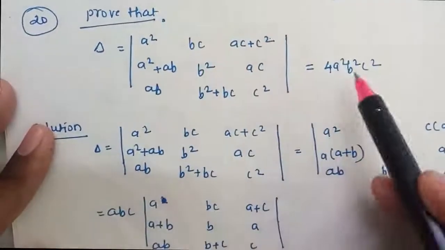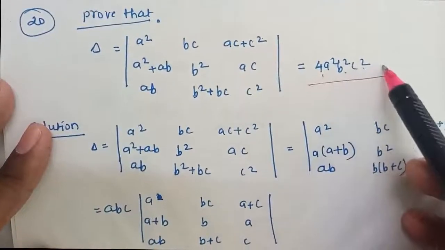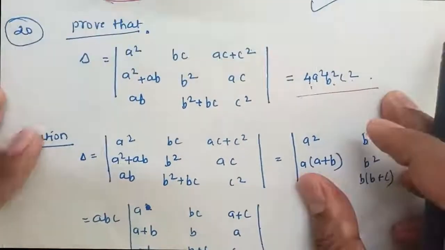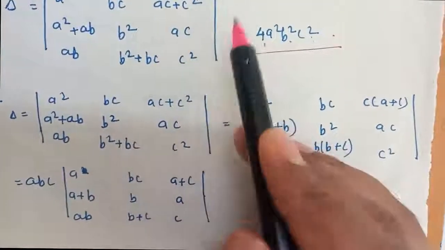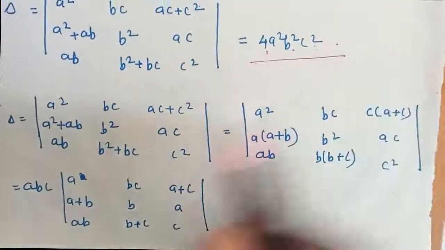They have given a determinant, we have to prove that it is equal to 4a square b square c square. So again, only in terms of a, b, c we have to convert. I don't want bc, ac square, c square and all kinds of things. So write it down as it is.